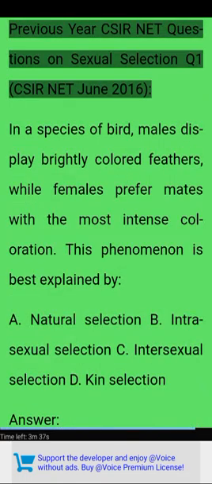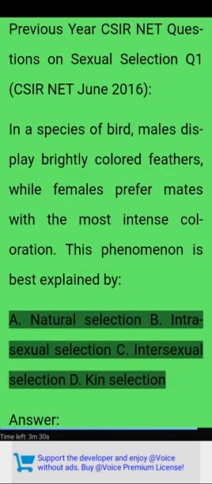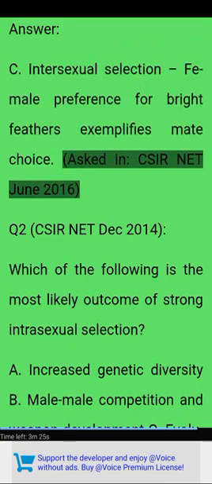Previous year CSIR NET questions on sexual selection. Q1, CSIR NET June 2016. In a species of bird, males display brightly colored feathers, while females prefer mates with the most intense coloration. This phenomenon is best explained by: A, natural selection; B, intrasexual selection; C, intersexual selection; D, kin selection. Answer: C, intersexual selection. Female preference for bright feathers exemplifies mate choice. Asked in CSIR NET June 2016.